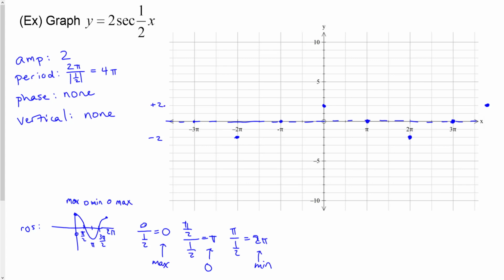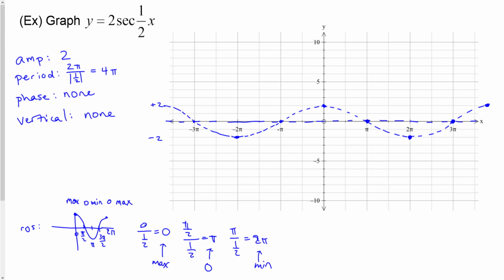And cosine, I'm just going to draw in as basically a dashed line, because it's not really part of my cosecant graph. I'm just using it as reference. Okay, and honestly, you don't even need to do that, because you know where the zeros are, you know where the maximum and minimums are. That's really all you need for cosecant.